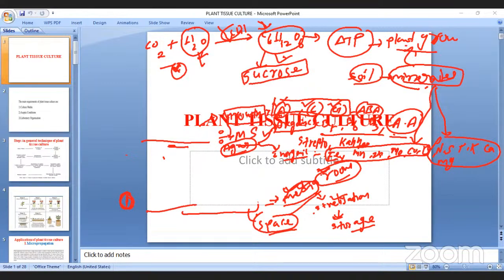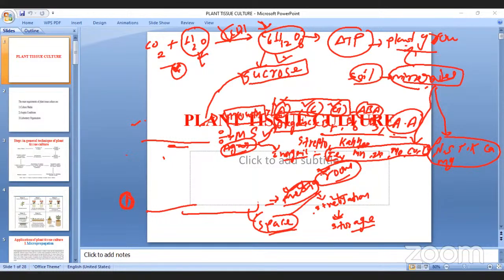So anyway, the culture media is prepared. And another important one in the culture media is sucrose. We have to add the sucrose also, because sucrose is the energy source which produces the ATP energy. That's why these are all requirements. So this is the culture media preparation.